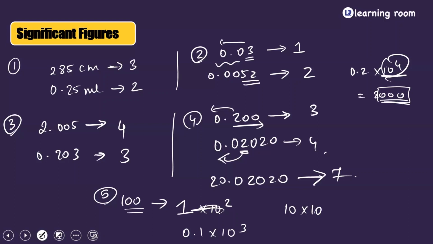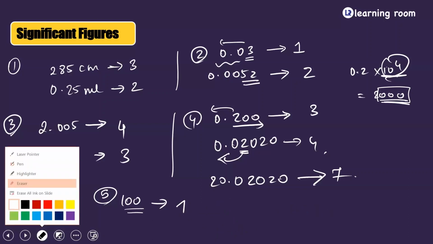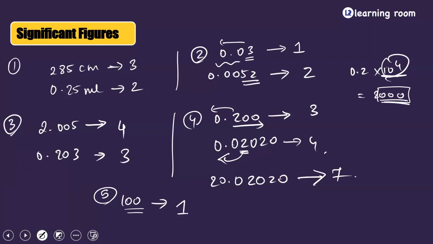For example, I'm showing you one more thing. What is the number of significant figures? That's it. Clear? Note it down.